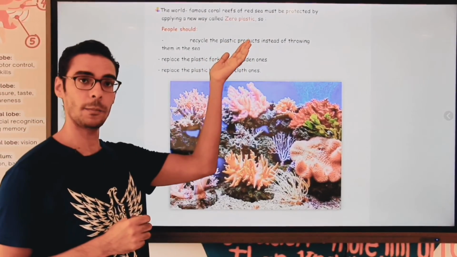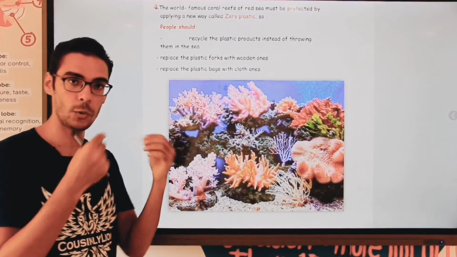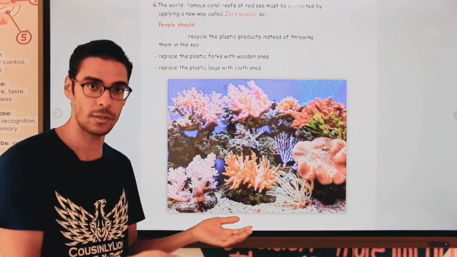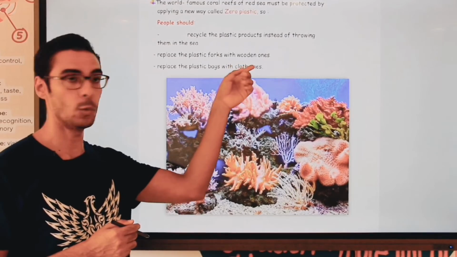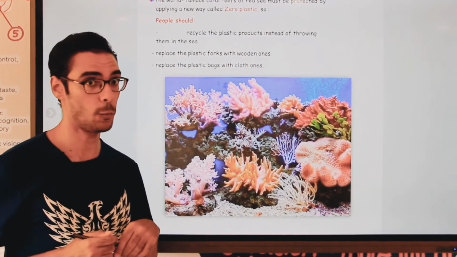The Zero Plastic Project refers to replacing the plastic products with healthy and safe materials for the animals in the ecosystem. For example, we can replace the plastic forks with wooden ones. Also, we can replace the plastic bags with cloth ones.